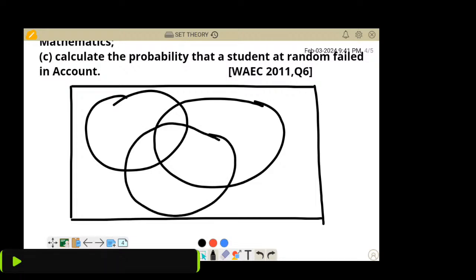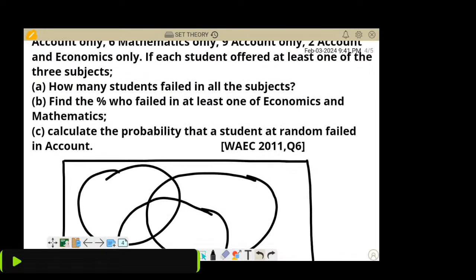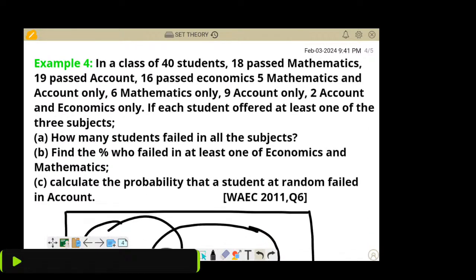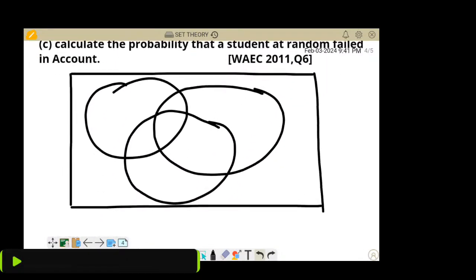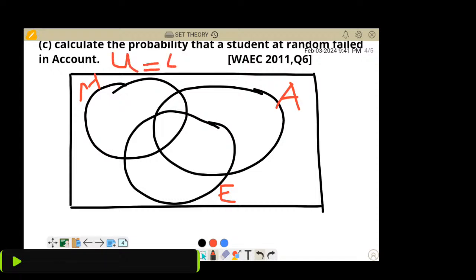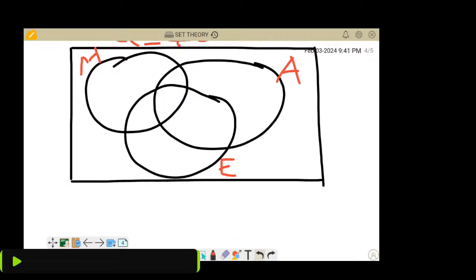Okay, now, this set represents a student that did math, economics, and account according to the question. Use M for mathematics again. Let's say mathematics is here, and we have our account here, and let's have our economy here. And according to the question, the total number of students that sat for the exam is equal to 40. That's our universal set.